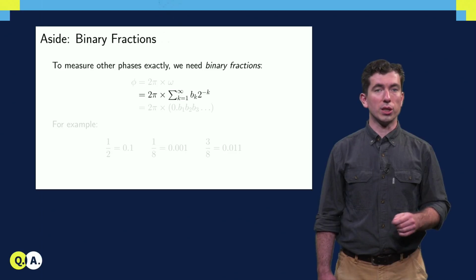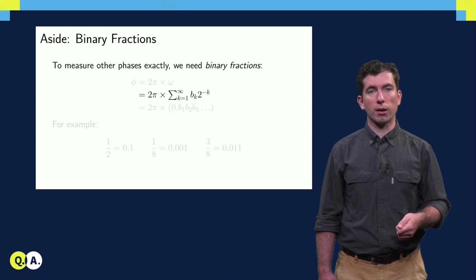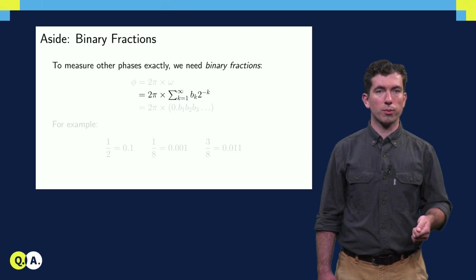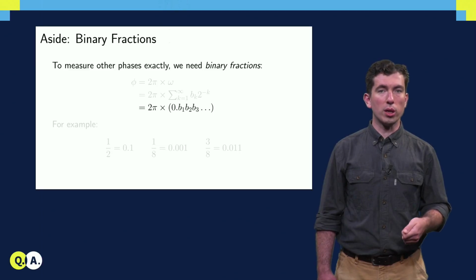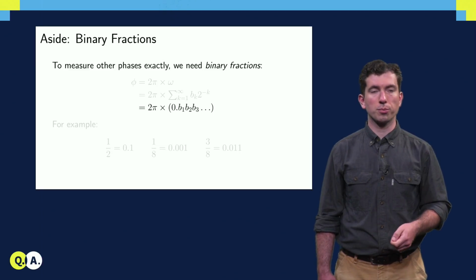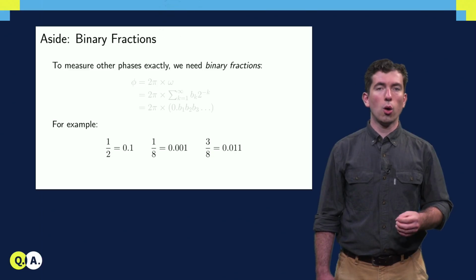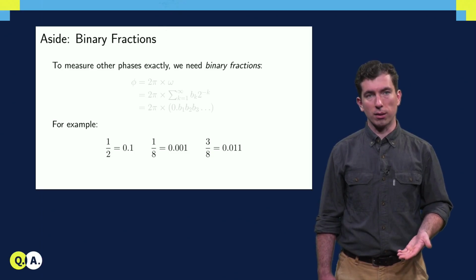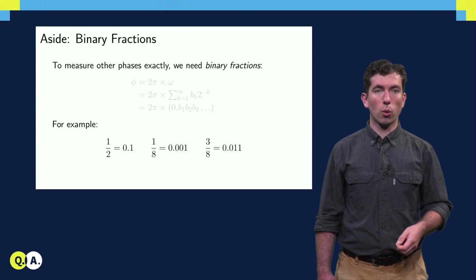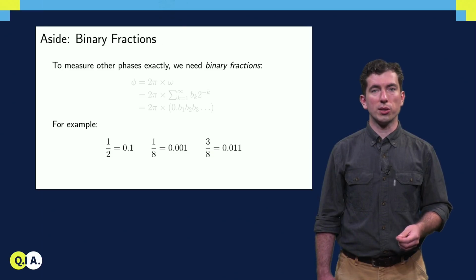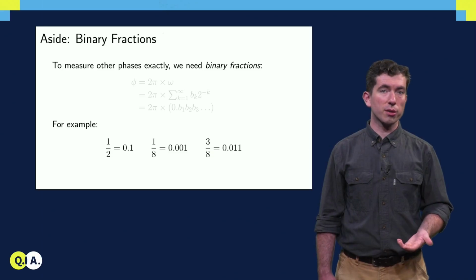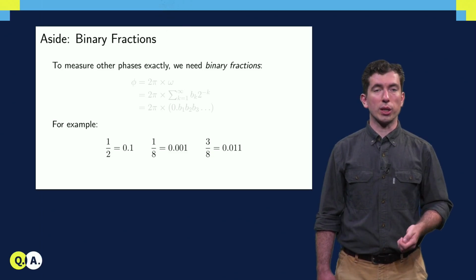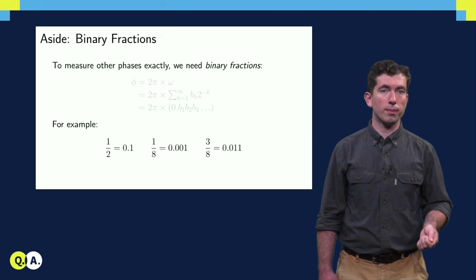Omega is a sum over these values b_k, each of which can be 0 or 1, times 2 to the minus k for k ranging from 1 to infinity. We can write this out as 0.b1 b2 b3, etc. For example, 1/2 will now be denoted 0.1, where normally you would use 0.1 to denote 1/10 in base 10. Also, 1/8, 1 over 2 to the 3, will be 0.001, and we can express other fractions like 3/8 as binary strings like 0.011.